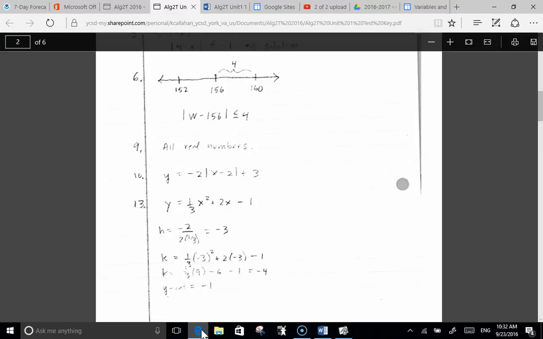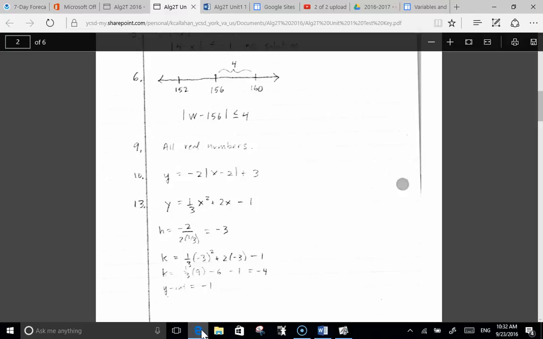So if I subtract the variable anywhere between 152 and 160, when I subtract, I get a number that's less than 4, or equal to 4 if it's 160. If I subtract on the left-hand side, I get a negative number, but the absolute value will make it a positive number. Right, so that's the formula. And that's really all the work that needed to be on there.